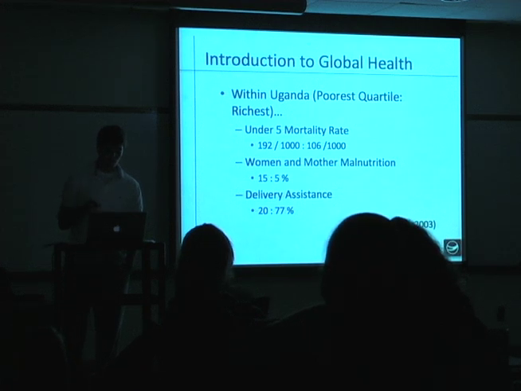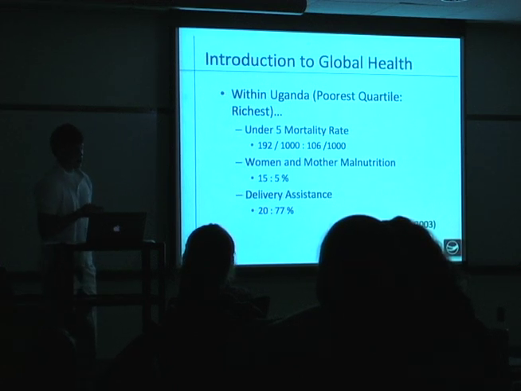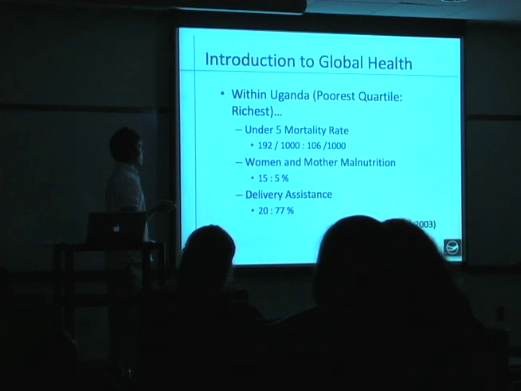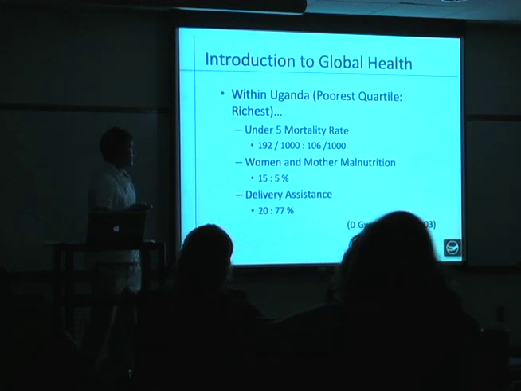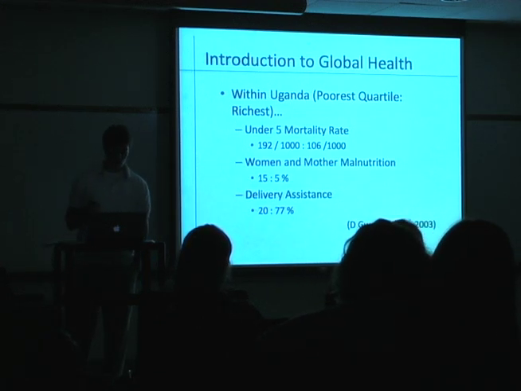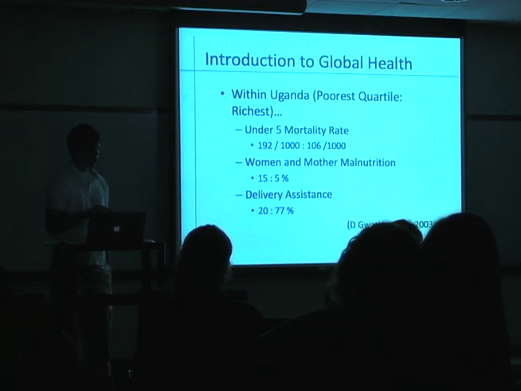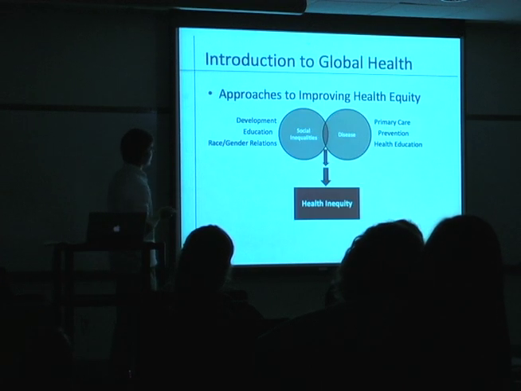And then also social fault lines within countries, take Uganda for example. These are statistics relating to the poorest quartile to the richest. 192 out of 1,000 children under 5 die every year in the poorest quartile, whereas 106 out of 1,000 die in the richest, which is almost a 2-to-1 ratio. Women's malnutrition is 3 times worse in the poorest quartile, and only 1/5 of the poorest quartile receive delivery assistance when giving birth, whereas over 3/4 do in the richest.